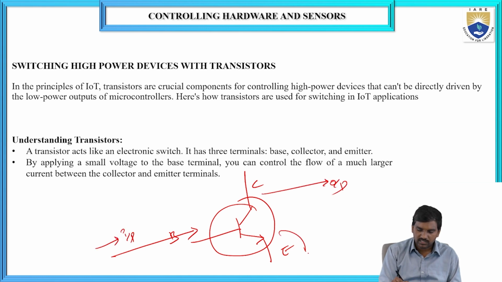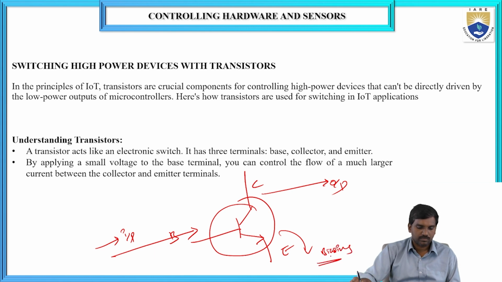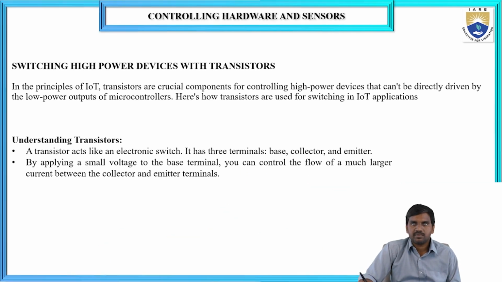This is for biasing purposes. By applying a small voltage to the base terminal, you can control the flow of a much larger current between the collector and emitter terminals.